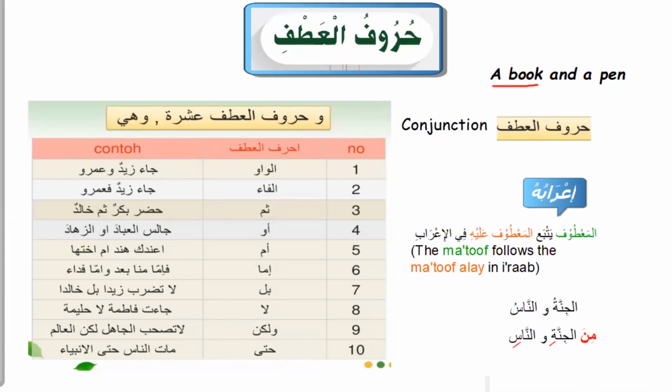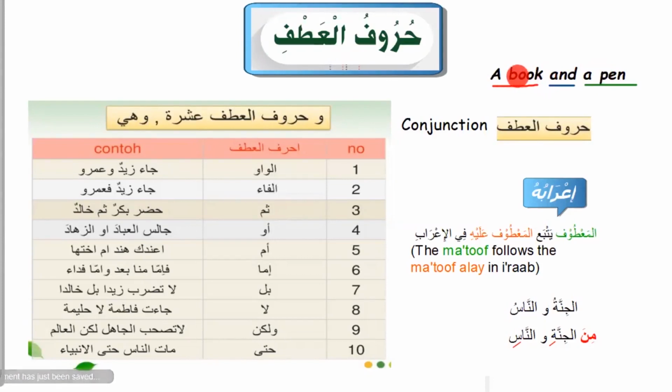Let me differentiate them. We have here a book, that's one word, and a pen. This is a conjunction, حرف العطف. What it does is join these two nouns together. As we said, the one underlined in blue is the conjunction, and these two are the words being joined by the conjunction.